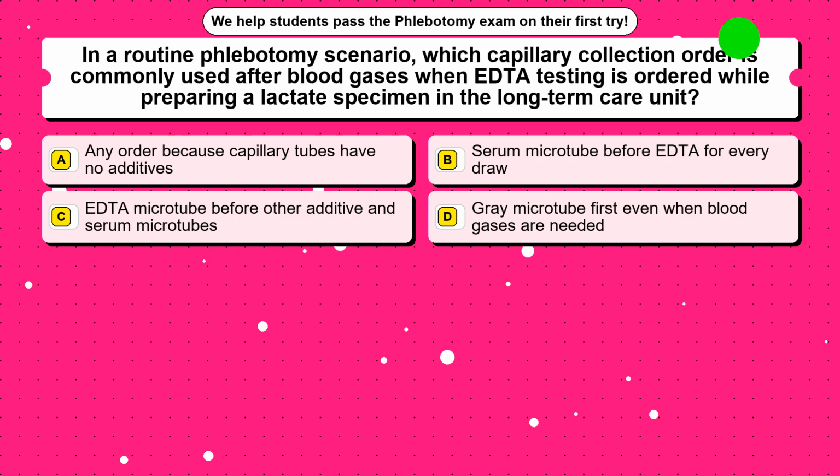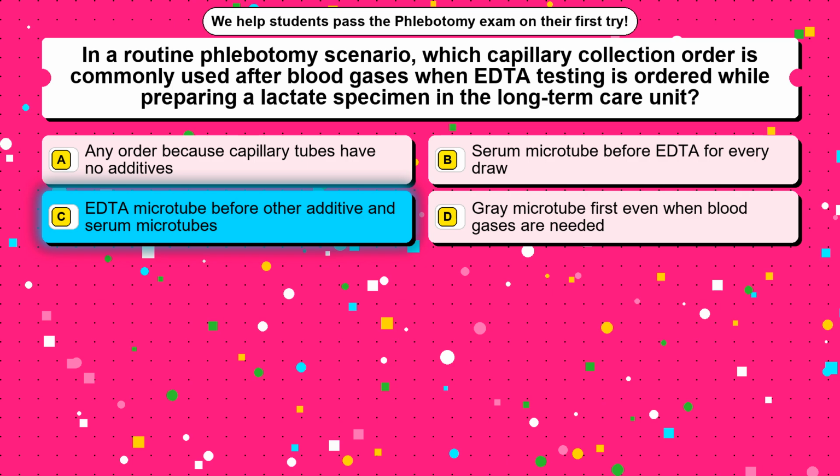Question 35. In a routine phlebotomy scenario, which capillary collection order is commonly used after blood gases when EDTA testing is ordered while preparing a lactate specimen in the long-term care unit? Option A. Any order because capillary tubes have no additives. Option B. Serum microtube before EDTA for every draw. Option C. EDTA microtube before other additive and serum microtubes. Option D. Gray microtube first even when blood gases are needed. The correct answer is option C.